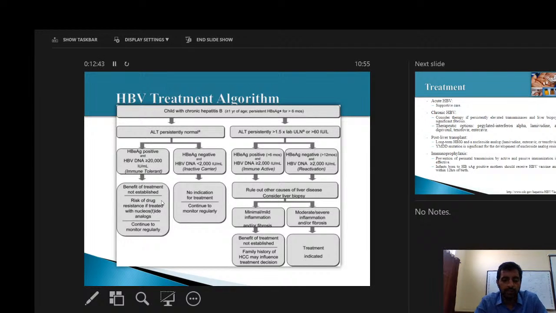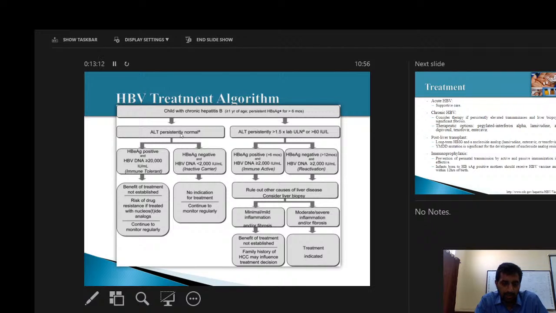So what you do in this patient is continue to monitor regularly: how is the viral DNA load, is there any ongoing hepatitis. Every 6 months you keep doing ALT and AST levels, and you also look for hepatocellular carcinoma. Even when there is no hepatitis, the virus itself can cause carcinoma, so you will also be checking for carcinoma in these patients. This is immune tolerant: you don't intervene, you serially monitor the patient.